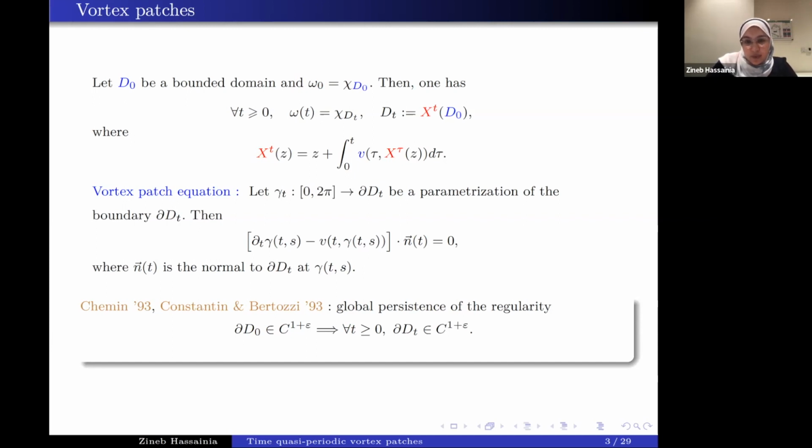So if we fix a parameterization of the patch boundary, the parameterization is going to solve this nonlinear and non-local equation, which simply says that the speed of a particle located at the patch boundary and the speed of the boundary at the same point have the same normal component. Roughly speaking, it means that if you have a particle on the boundary, then it's going to always remain on the boundary.